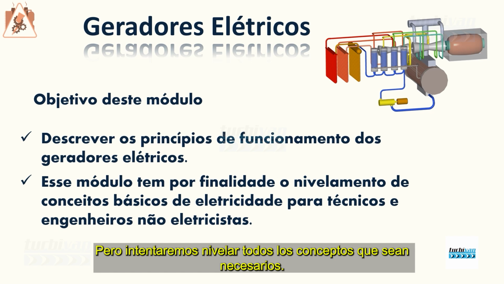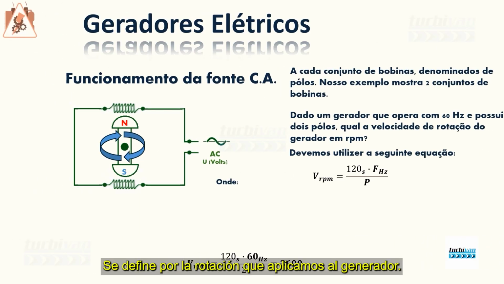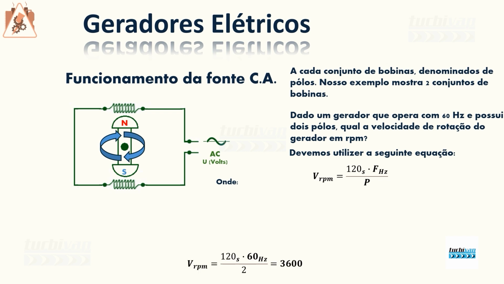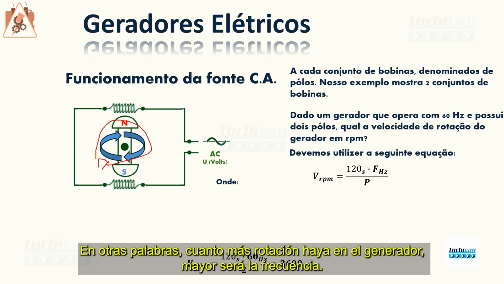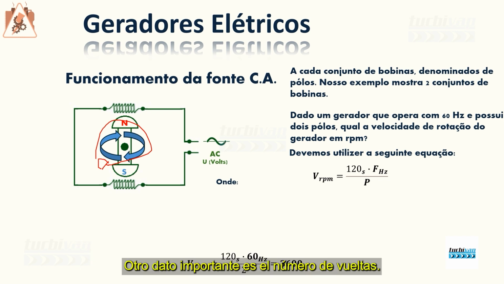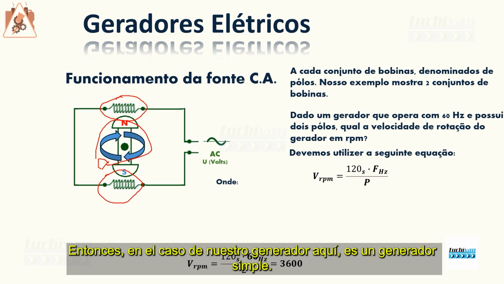The frequency is defined by the rotation that we apply to the generator. So the rotation we have here is an important variable. In other words, the more rotation there is in the generator, the higher the frequency will be. Another important piece of information is the number of turns that we have in our generator, and this number of turns is called poles. In the case of our generator here, it is a simple generator. It has two poles, one pole above and one pole below.